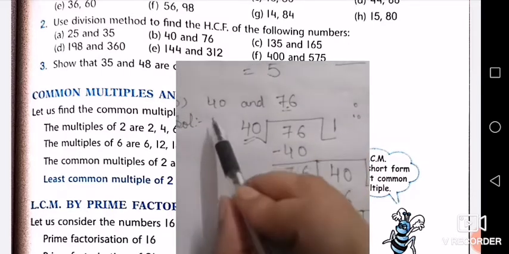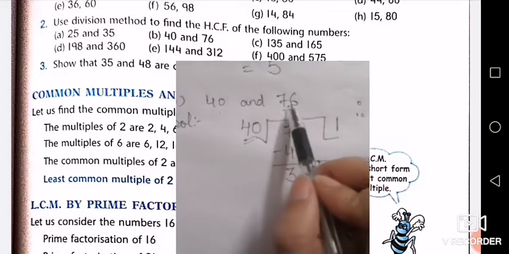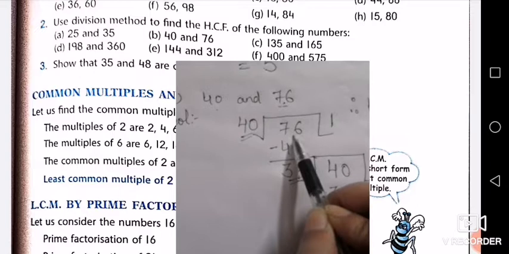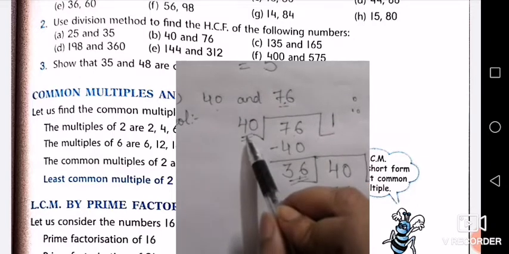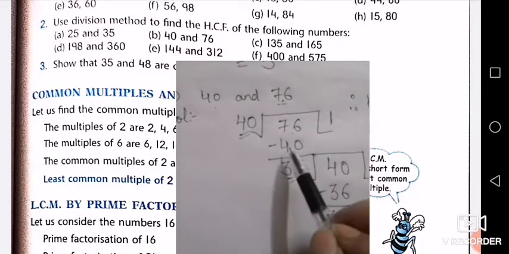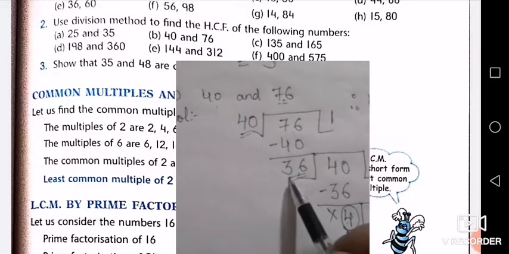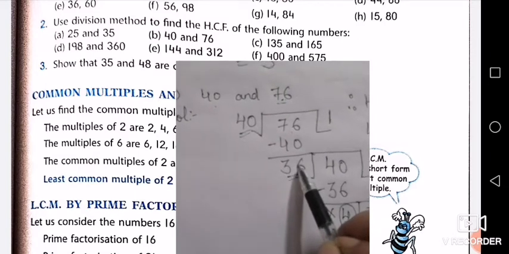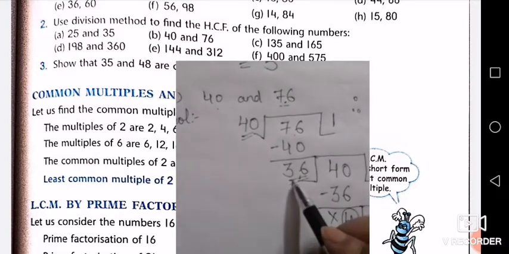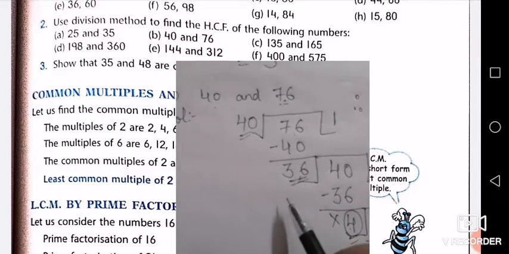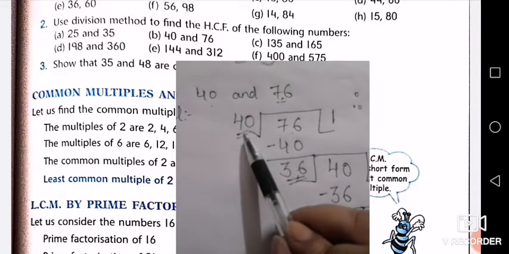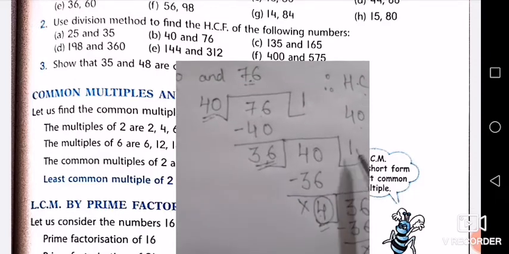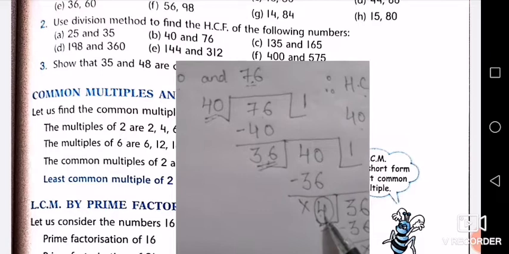Say this question again. You have been given two numbers, 40 and 76. Because 76 is bigger, 76 will become your dividend and 40 will become the divisor. 1 times will be 40. Do the subtraction. After subtraction you will get 36, which is the remainder for the first step, but that will become the divisor for the second step, and the divisor of the first step will become your dividend in the second step. 1 time it will be 36, 4 will be remaining.